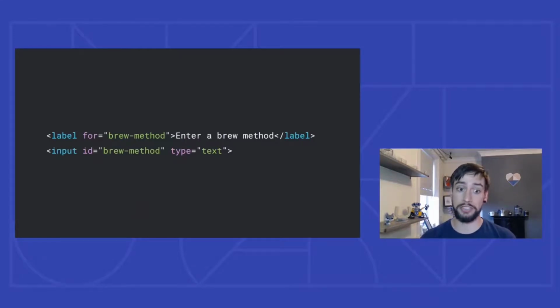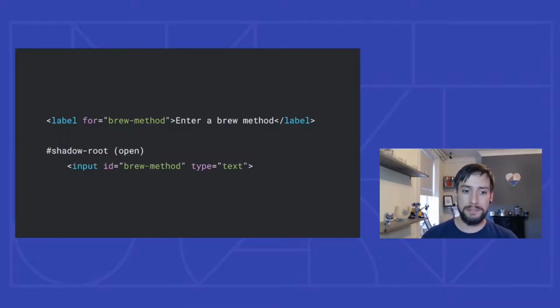The native browser functionality for the for and ID connection, that will work. But if we move our input into the shadow DOM, the label won't be able to find the input. It'll be looking around for it, but no luck. And that's one of the potential issues with the shadow DOM. You've got to be careful about how you're configuring your elements and how you're setting this up, even if you do these for and for IDs.